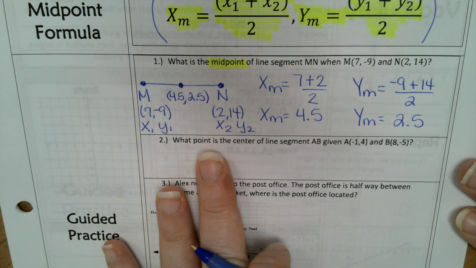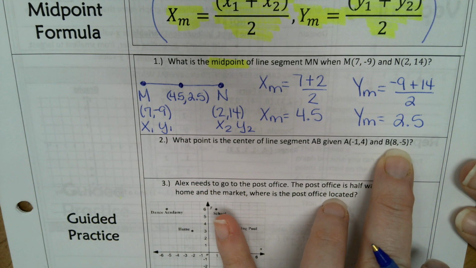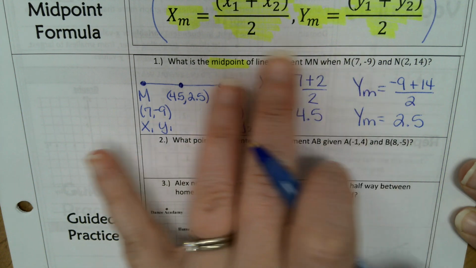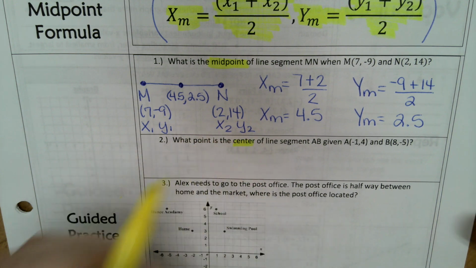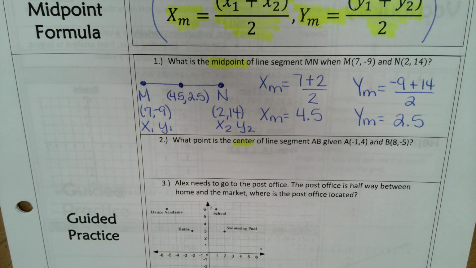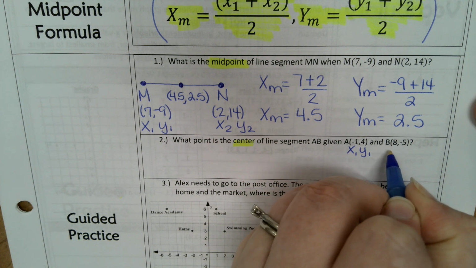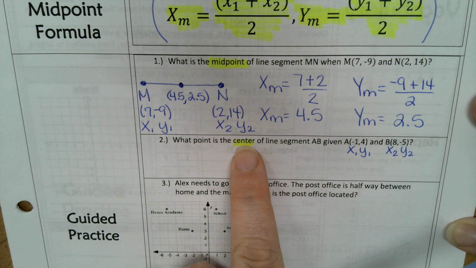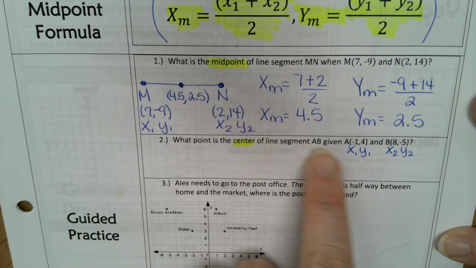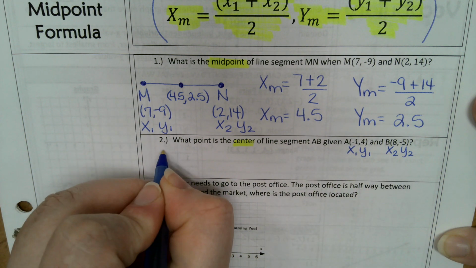Number 2, what point is the center of line segment AB if this is A and this is B? So very similar to number 1, they just changed out the synonym they chose to use. So instead of saying what is the midpoint, they're asking what is the center. We're going to do the exact same thing though. So I'm going to label my ordered pairs. And because we are trying to find the center, this is where we would start, this is where we would end. I'm going to plug it in.